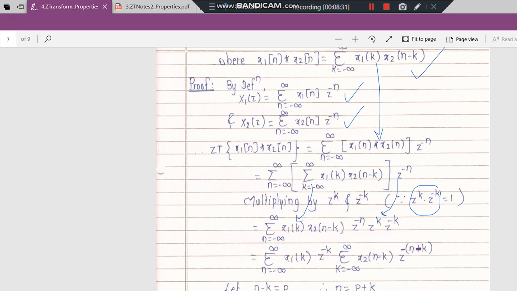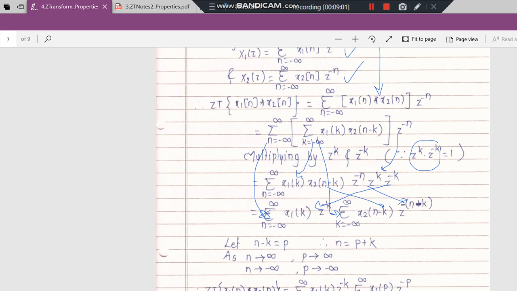So here we get the two summations. One summation is for n, another is for k, and you separate out the terms now. You put extra terms here. Take z raised to minus k for this x1 of k, and take the two terms z raised to minus n and z raised to k here, and take this term x2 of n on this side. So what you get is one summation equation, and this is your second summation equation.